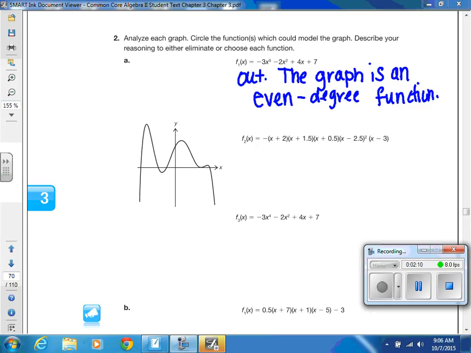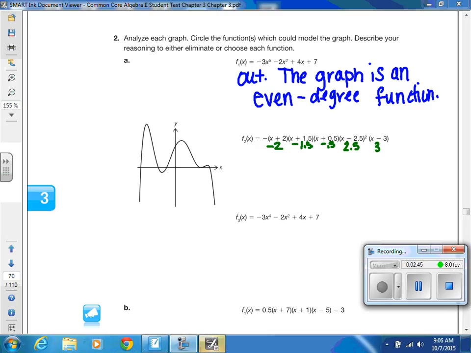Let's talk about x-intercepts. This is in factored form. X-intercepts are where it crosses the x-axis. Where does this cross the x-axis? -2, -1.5, -0.5, then at 2.5 and at 3.